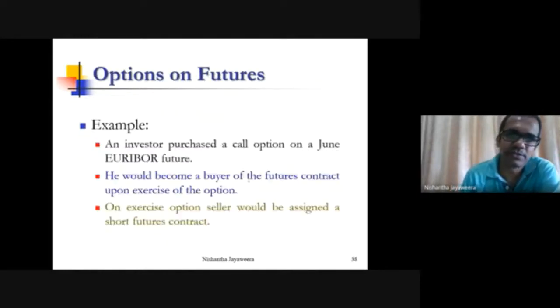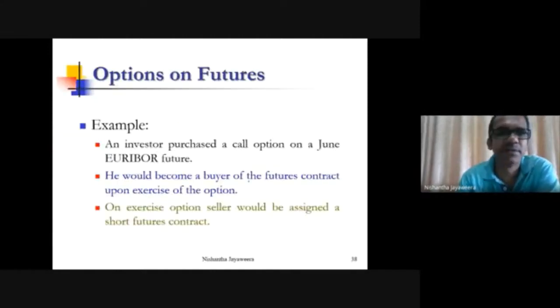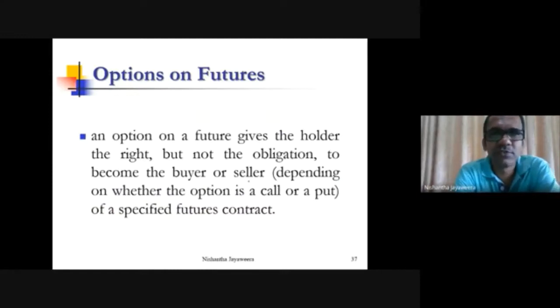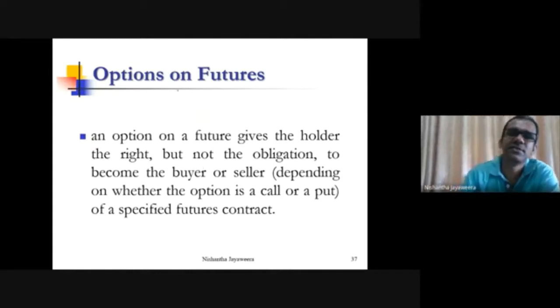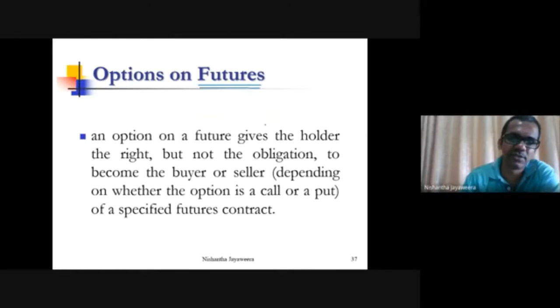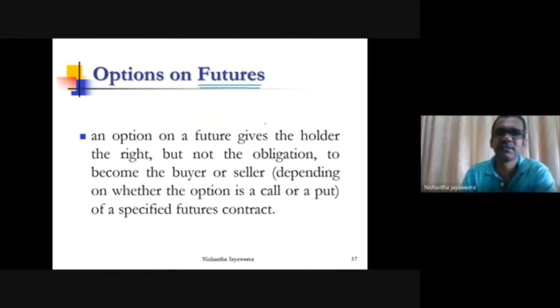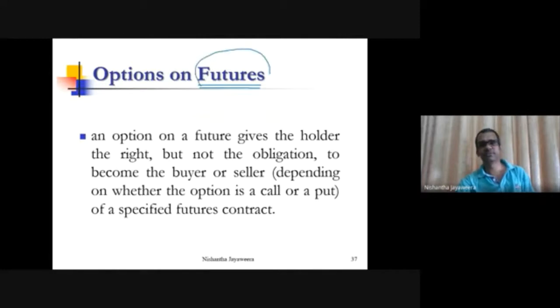Okay, we'll move into options on futures. Just two slides, then we can have the break. An option on futures is an option. The only difference is the underlying asset is a futures contract. So the underlying is a futures contract, not a plain vanilla asset like a foreign exchange or a commodity or interest rate, not like that. This is a futures contract. So the future itself has another underlying.